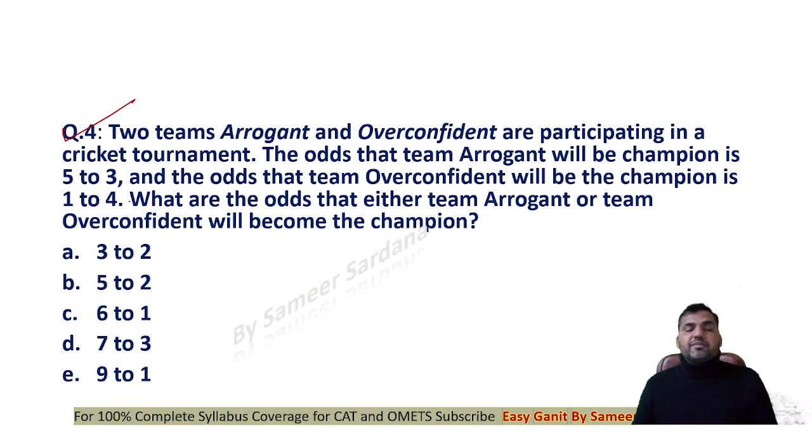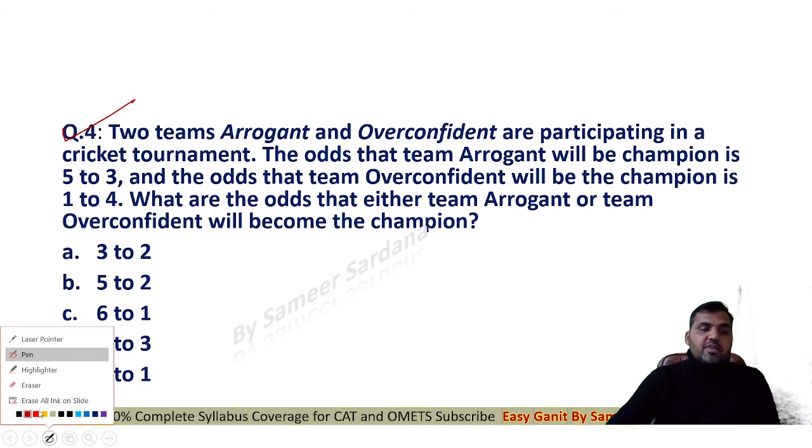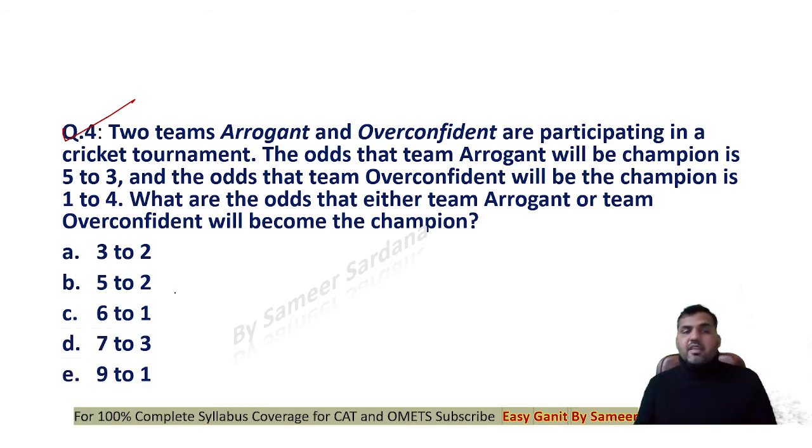Question number 4. Two teams, arrogant. Now see this guy, this is a very special question. Very easy also. It's an actual XAT paper question. Two teams, arrogant and overconfident, are participating in a cricket tournament. The odds that team arrogant will be champion is 5-3. So guys, when I say that team arrogant will win the match, that means the odds are 5-3. That means out of 8 chances, there are a total of 5 chances that arrogant will win.